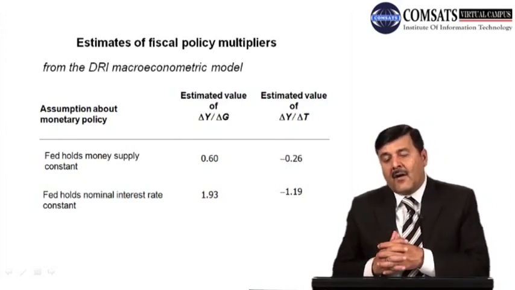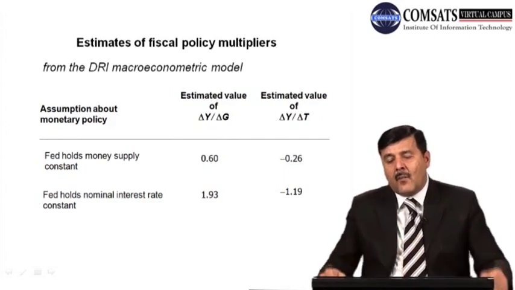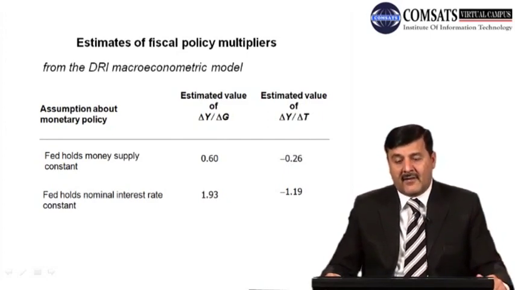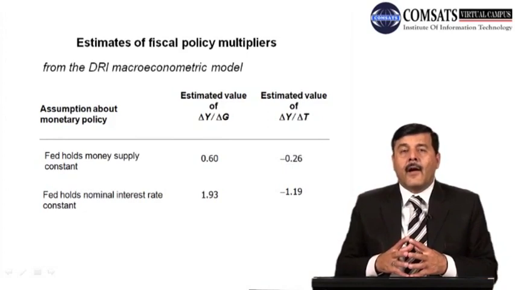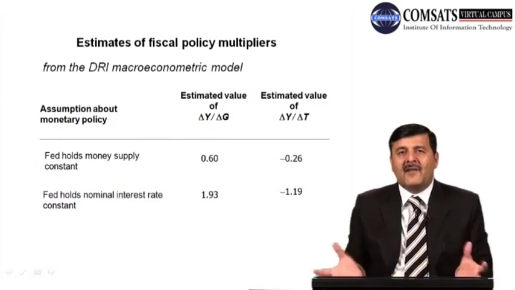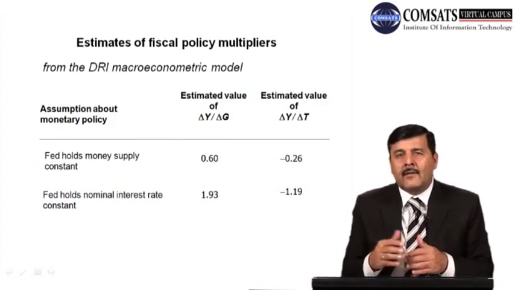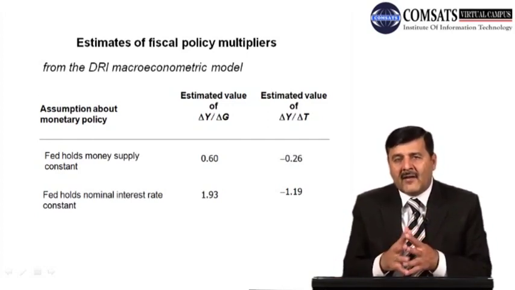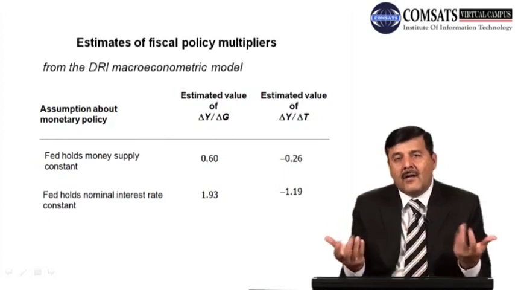If you look at the estimated value of delta Y over delta T, you see minus 0.26 and minus 1.19. The effect of a tax cut when we hold money supply constant is comparatively smaller than the effect when we hold the rate of interest constant, right? So when we combine these two policies together, when these policies interact with each other, and each policy maker responds to the other's policy changes, then the effect would be different in each case.